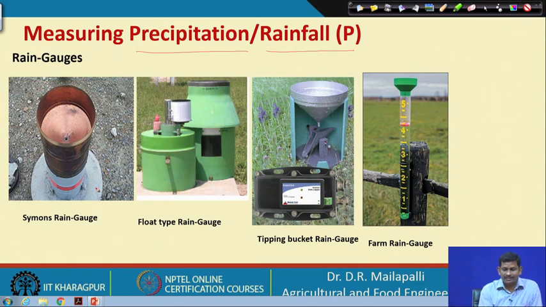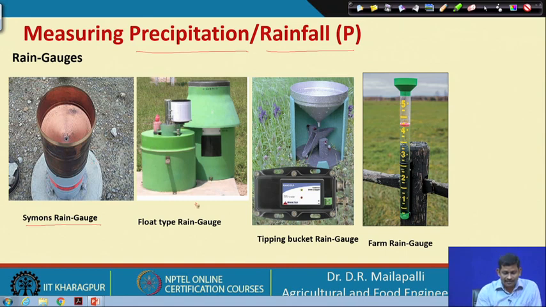Generally for measuring rainfall we use rain gauges. It could be a Simpson's rain gauge, which is a non-recording type. In this there is a funnel and a cylinder. The water collected through the funnel will be collected in the cylinder, and so it will give the cumulative amount of rainfall during the storm event.